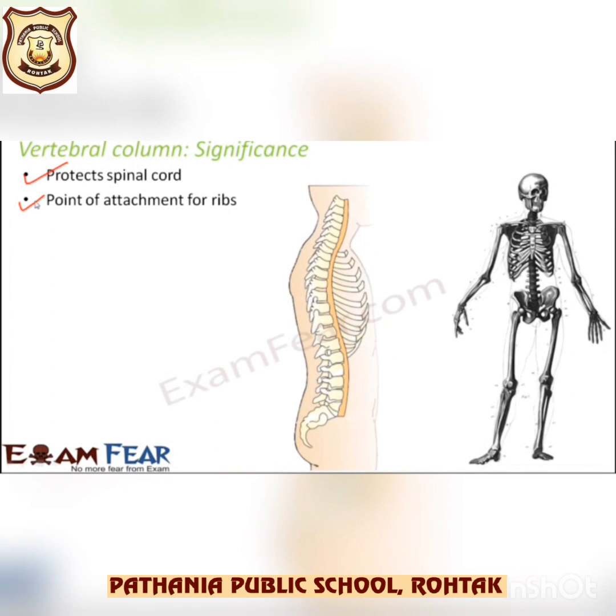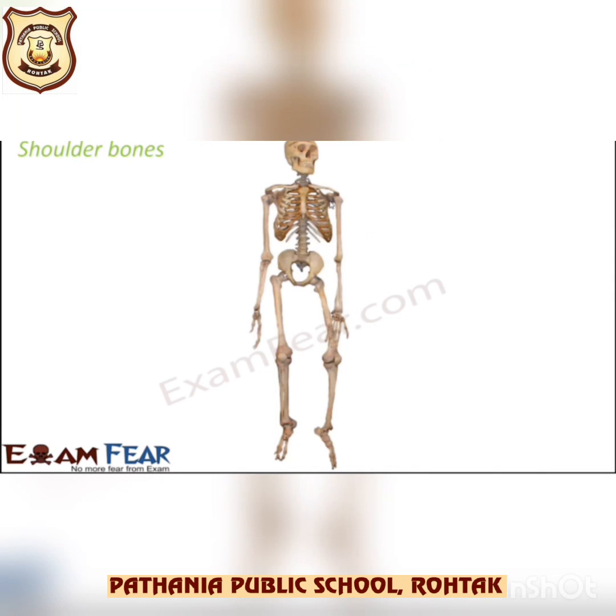So the significance of the vertebral column is that it is the point of attachment for ribs, and it protects the spinal cord. This backbone encloses and protects the spinal cord from damage, right? We can now tell the functions of the backbone as follows: the backbone provides main support to the body, it supports the head at its top, it attaches the shoulder bones, ribs and hip bone, and it protects the spinal cord. Clear? Okay, now let us discuss the shoulder bones.